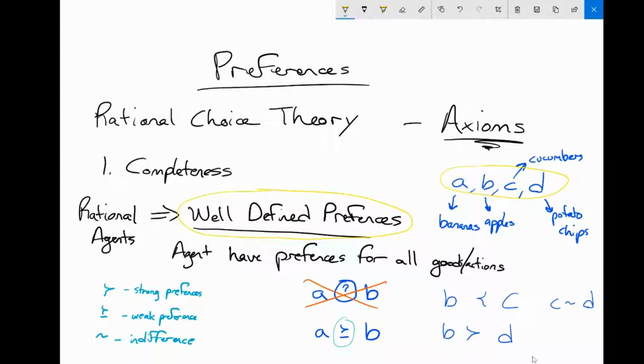So that is the completeness axiom. That's completeness.